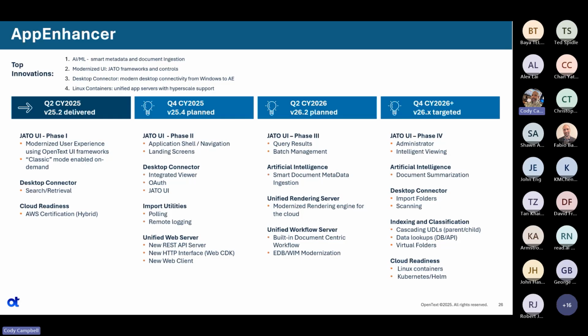The connector is also being updated again. So like I said, scanning is one thing, import folders, and screen scraping is something that we're bringing in also, although it's probably not going to make it until 27. Cascading user-defined lists, data lookups, virtual folders, those things take a lot of time, and they're pushing some of those connector use cases a little further out because we need to deliver on virtual foldering. We need to deliver on data lookups. We need to deliver on parent-child lists.